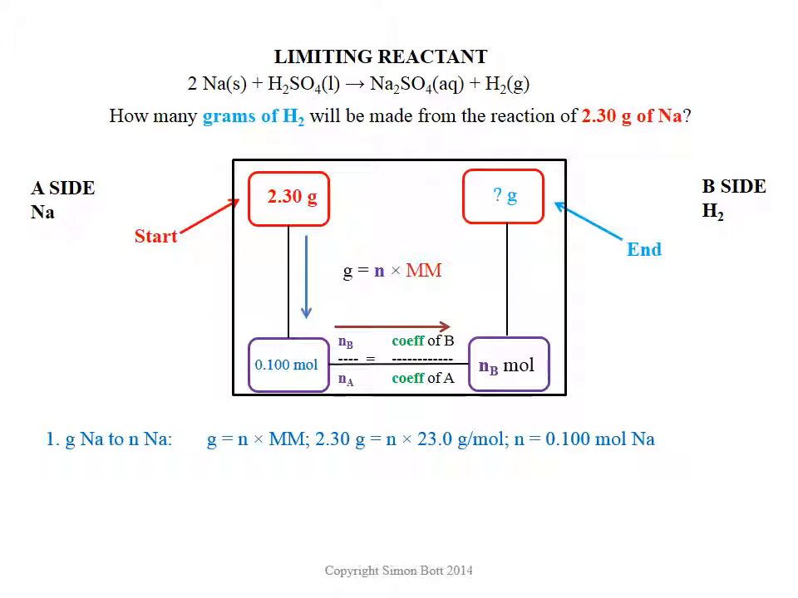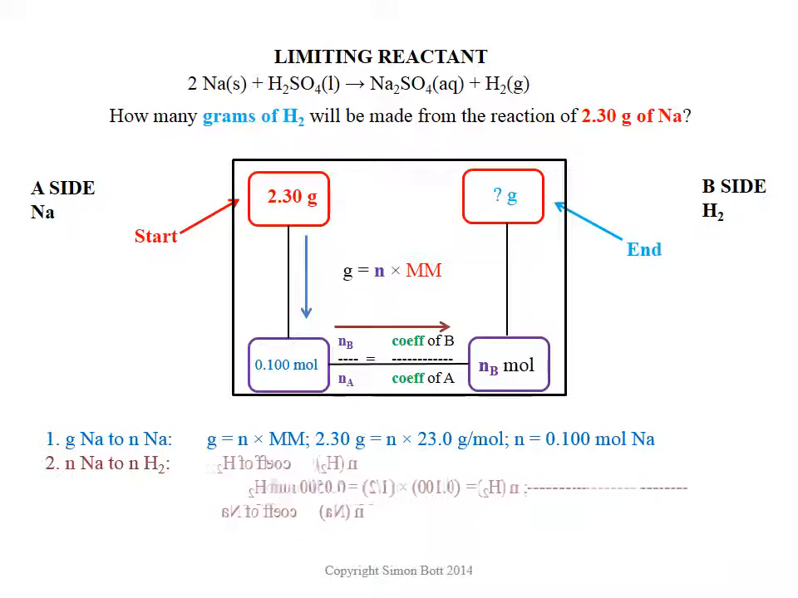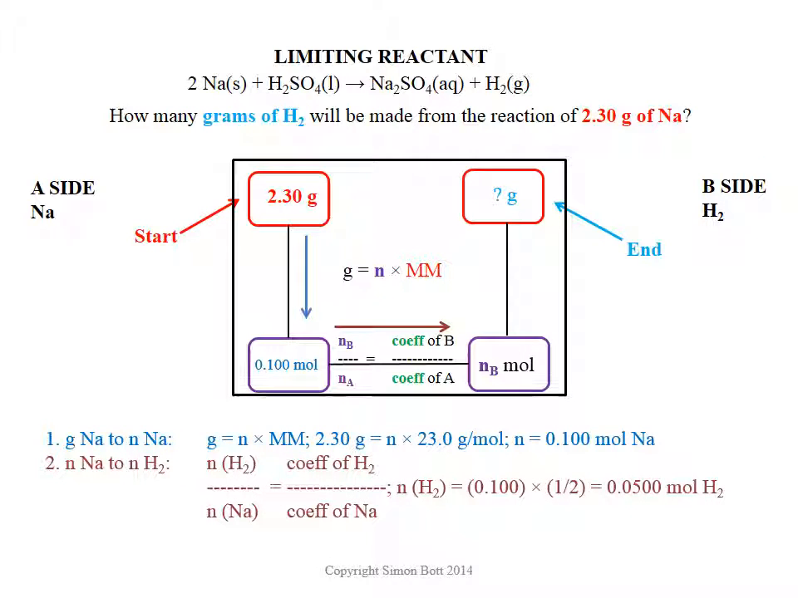Second step, we're going to go from the moles of sodium here crossing over to the moles of H2 over here. Done this several times of course by now. Relationships, the mole ratio is the ratio of coefficients. Moles of H2 we don't know. Moles of sodium is 0.1. Coefficient of H2 is 1, coefficient of Na is 2. So we plug all that in. Moles of H2 is going to be 0.1 times 1 over 2. So that equals 0.05 moles of H2. Put that in that little box.